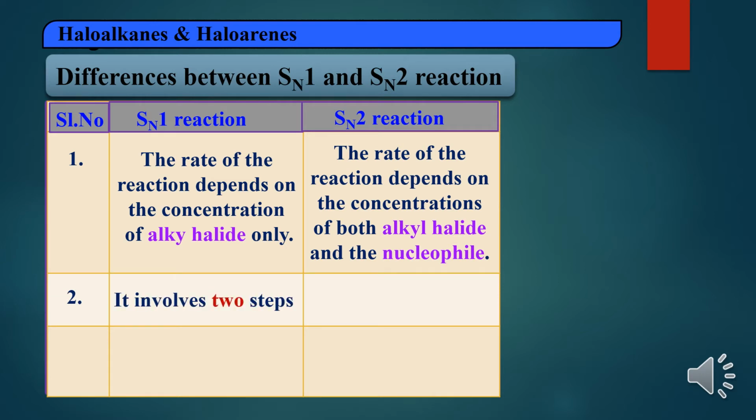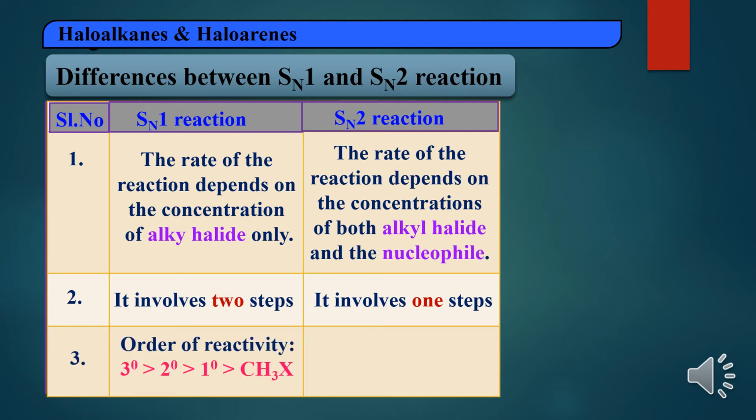Then the second point: the SN1 reaction involves two steps. In the first step, ionization, formation of carbocation, and in the second step, nucleophilic attack. Then SN2 is a single step reaction, so there will be formation of a transition state.